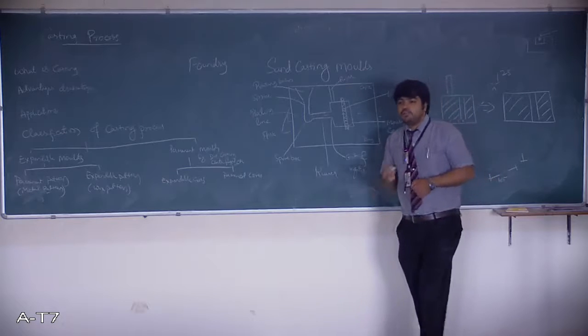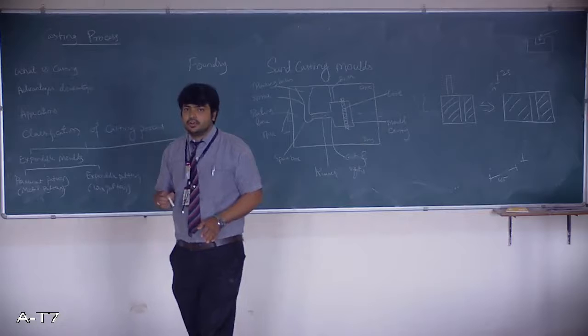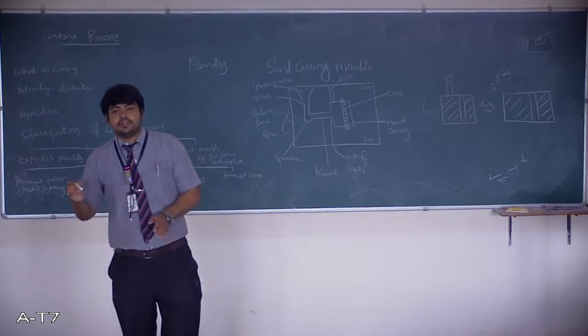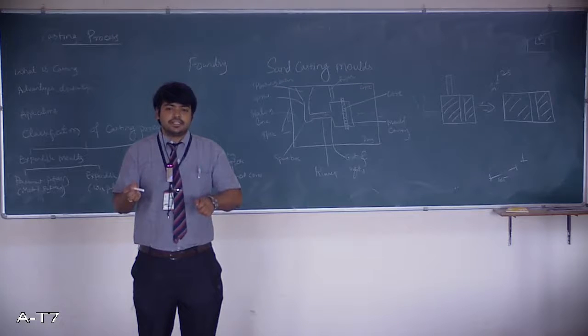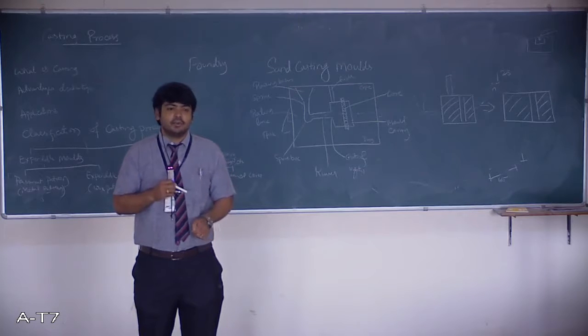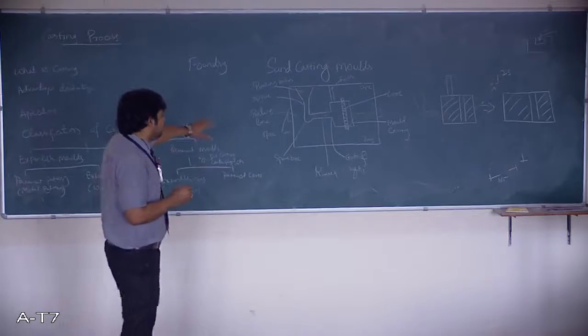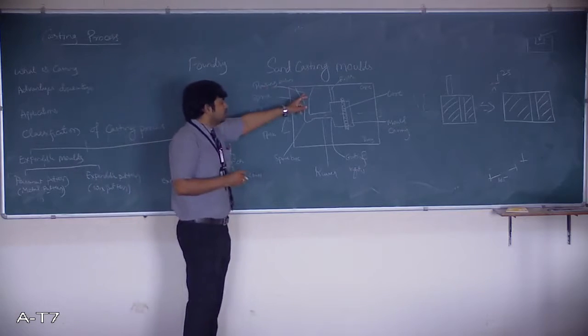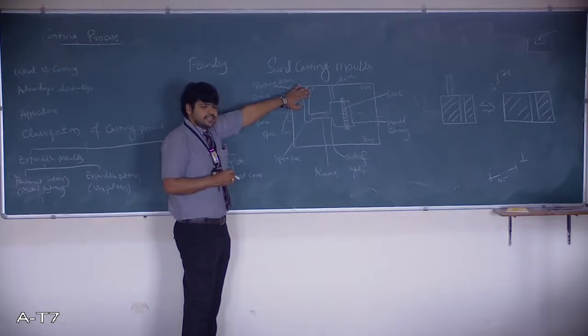Generally, to pour the molten metal, we make use of an equipment called a ladle. A ladle is that equipment which takes the metal from the furnace, and then it is used to pour the metal inside the mold cavity. So with the help of a ladle, we are going to pour the molten metal inside this pouring basin. It is just like a funnel.